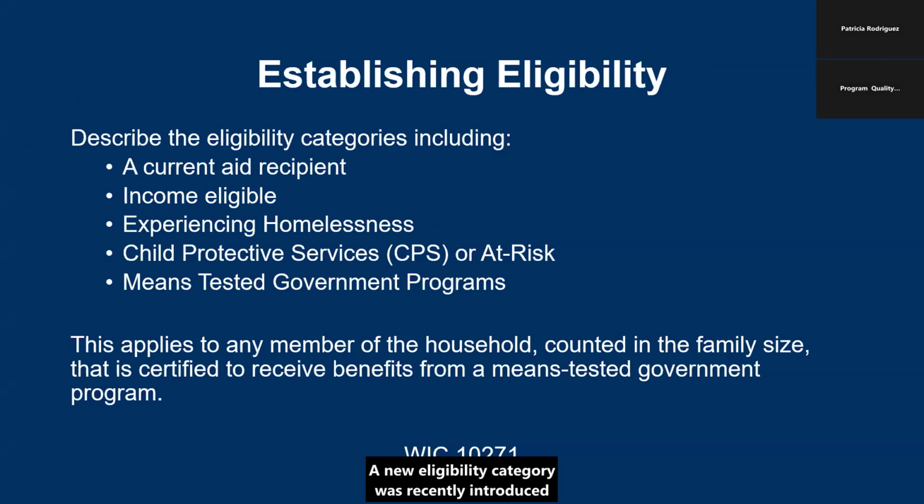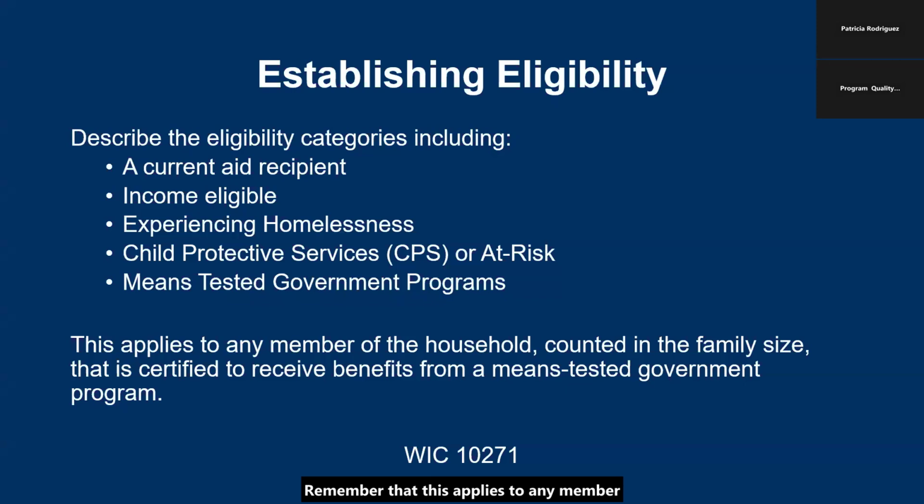A new eligibility category was recently introduced that includes a family who has a member of its household who is certified to receive benefits from specific means-tested government programs, including Medi-Cal, CalFresh, the California Food Assistance Program, the California Special Supplemental Nutrition Program for Women, Infants, and Children, known as WIC, the Federal Food Distribution Program on Indian Reservations, Head Start, Early Head Start, and CalWORKs.